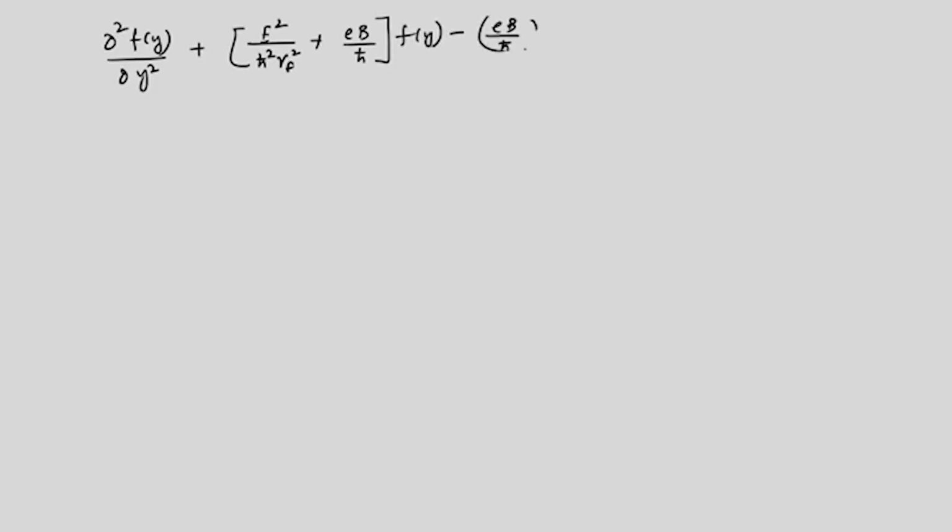and using this we have ∂²f(y)/∂y² plus e² divided by ħ² v_F² plus eB over ħ, this is f(y), minus (eB over ħ) squared ỹ squared f(y) equal to 0. I will tell you what ỹ is, where ỹ is equal to y minus y0. Okay, which we have written. So, this is only for simplicity. So, we introduce this.